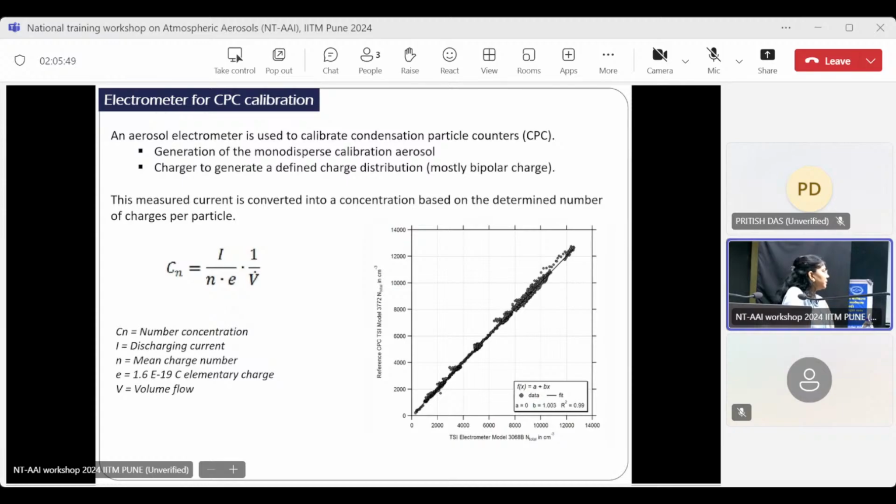So this is the CPC concentration, and this is the electrometer concentration. For calibration, one thing is you need monodisperse aerosols, and then you need the known charge. That is very important. From this equation, you can convert the current measured by the electrometer to the number, and then you can compare this number with the CPC.